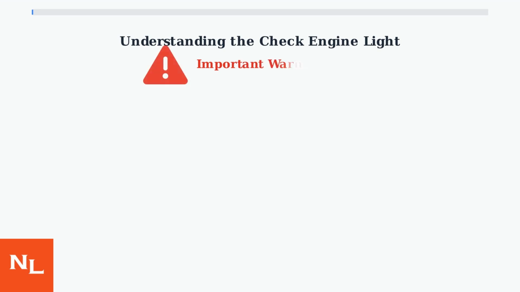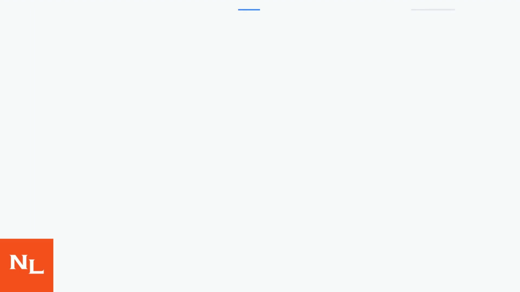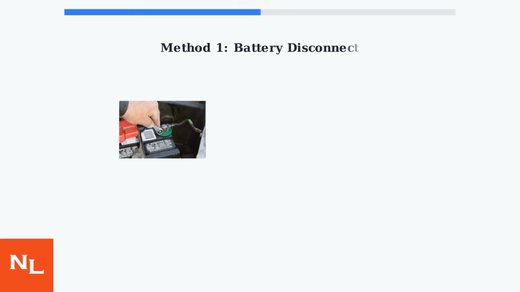While you can reset the check engine light without a scanner using several methods, it's crucial to understand that simply clearing the light without addressing the underlying problem can lead to serious engine damage and potential emissions violations. Now we'll walk through the specific methods you can use to reset your check engine light without needing a diagnostic scanner. The most common and reliable method is the battery disconnect technique.